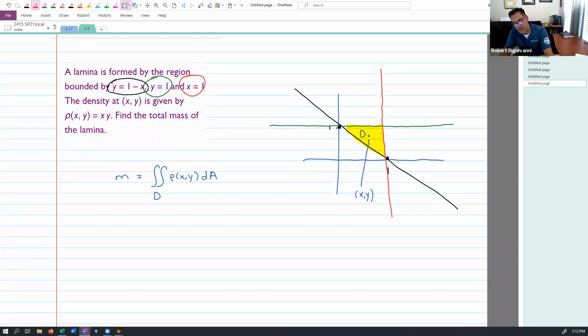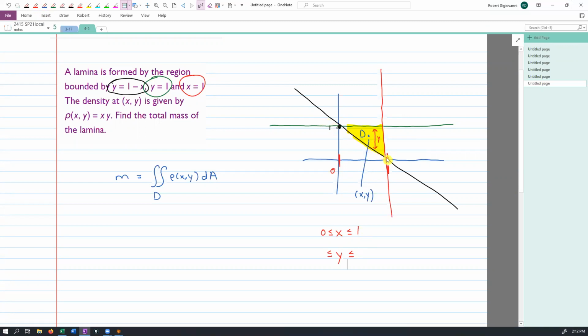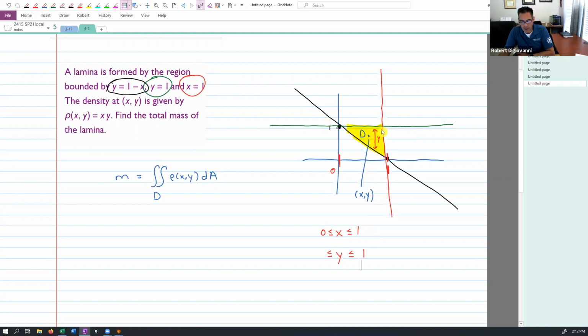I think the easiest is just type 1 because our y's are between two functions of x, and our x's are, I think obvious from the picture, between 0 and 1. So I know my x's are between 0 and 1. What are my y's between? y equals 1. So that'll be my upper limit, right? And on the bottom, 1 minus x. Good.